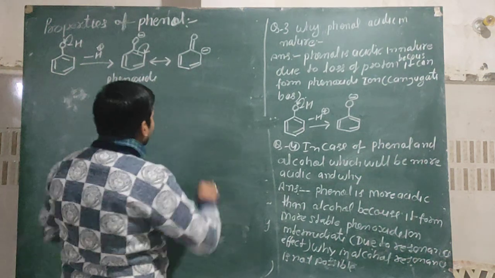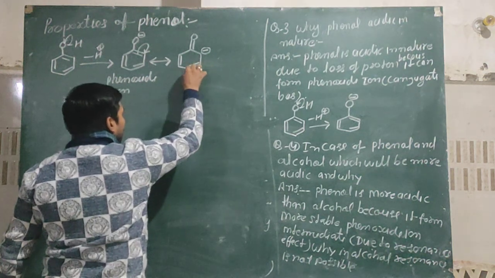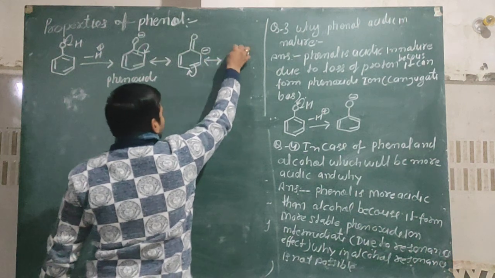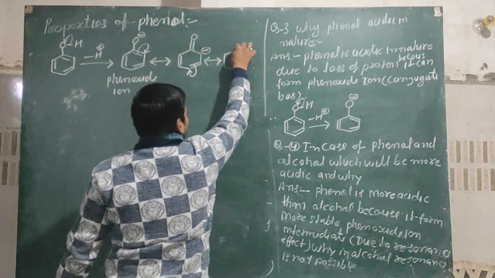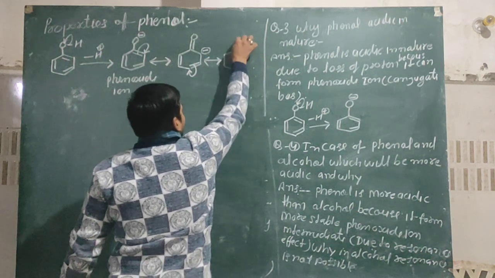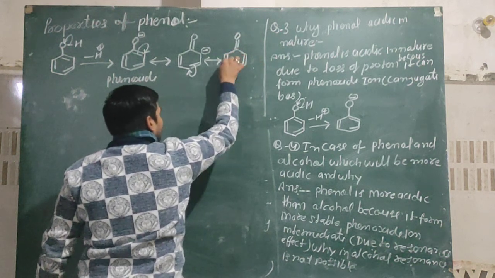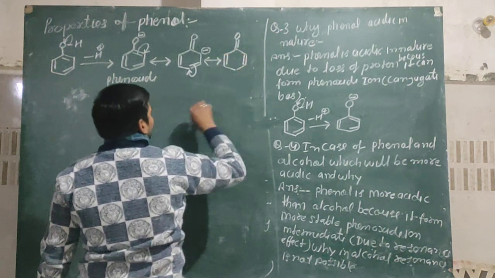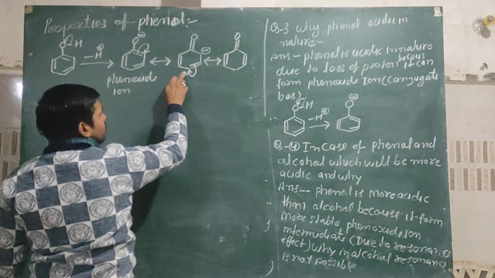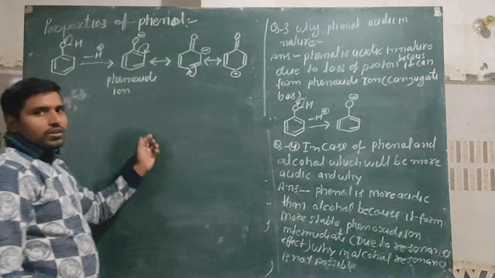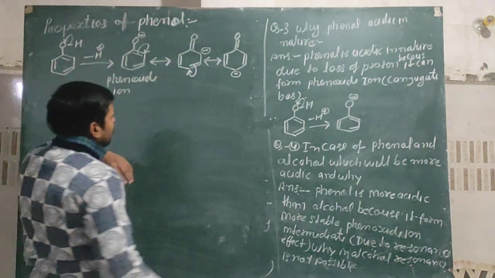To balance this negative charge, this bond also breaks toward this carbon atom. As a result of this, this carbon becomes positive and this carbon becomes negative. Okay, the negative charge is localized in the structure.